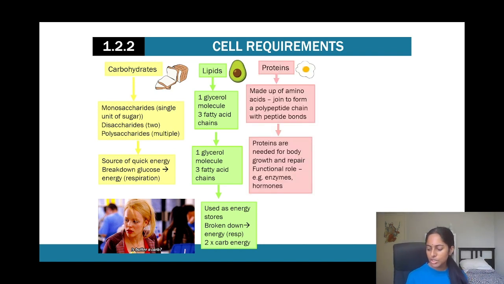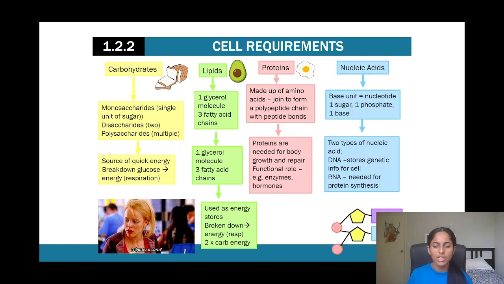You also have proteins, which I have mentioned. So proteins are pretty much made up of amino acids, and they help to form a polypeptide chain with peptide bonds. And these are pretty much needed in order to ensure growth and repair. You also have nucleic acids, which are also important. And you pretty much use things such as one sugar, one phosphate, and one base. And we've already explored certain types of nucleic acids, so those include things such as DNA as well as RNA.